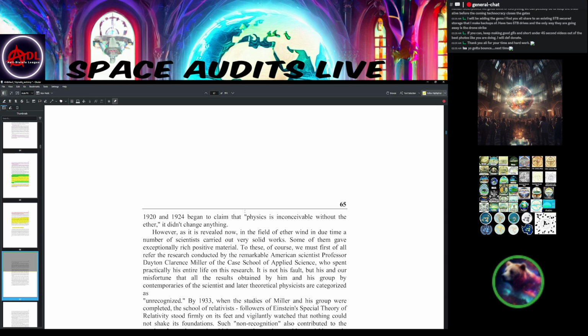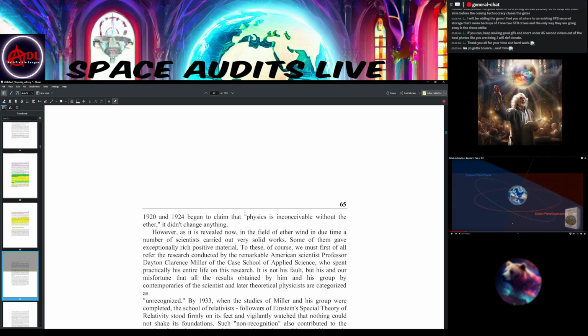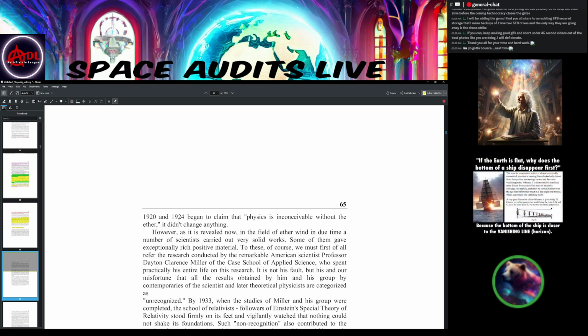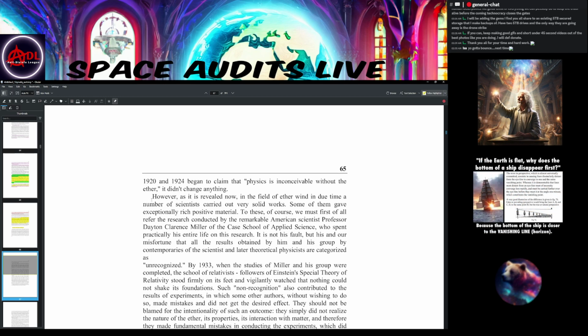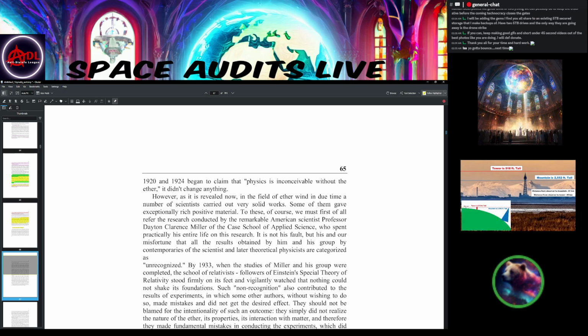So yeah, if you recall, Einstein in his books in 1920 and 1924 says the general theory of relativity is inconceivable without the ether, and obviously the angular momentum of the cosmos affects the speed of light. However, as has been revealed now in the theory of the ether wind, in due time a number of scientists carried out very solid works. Some of them gave exceptionally rich positive material.